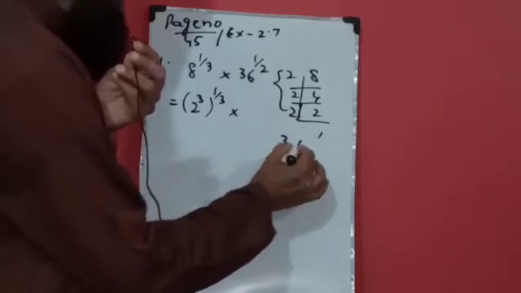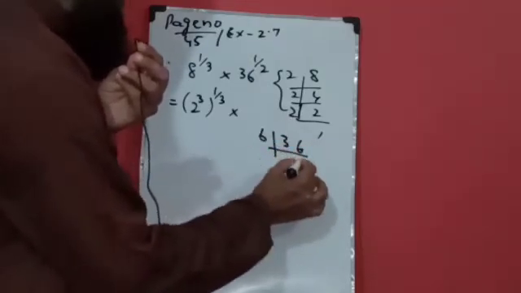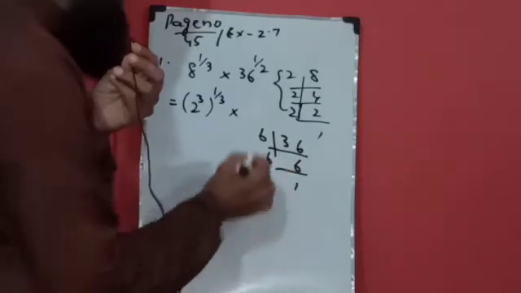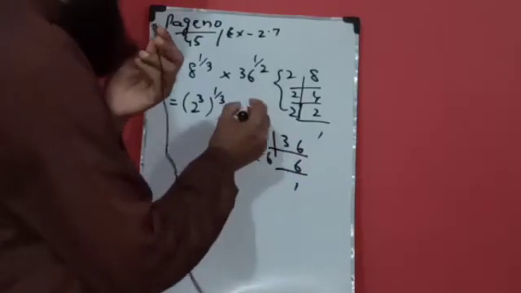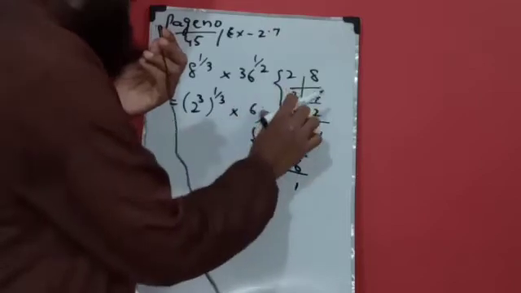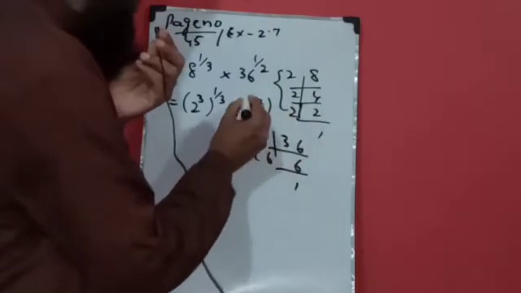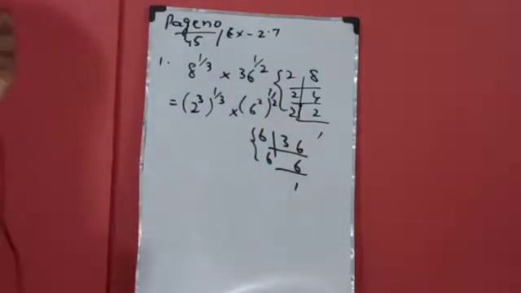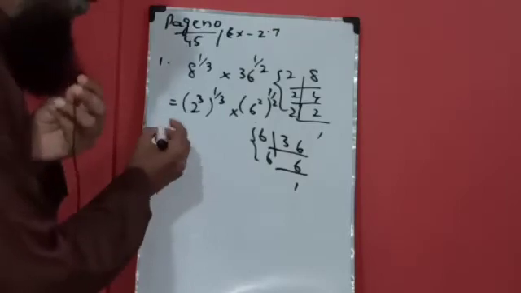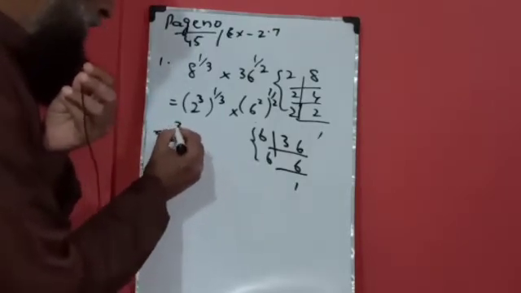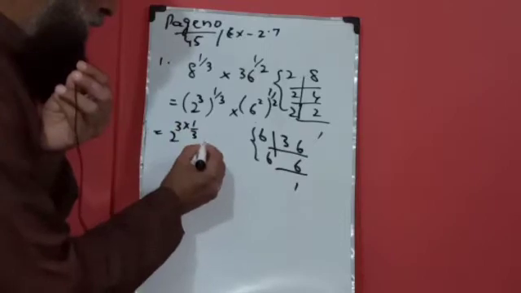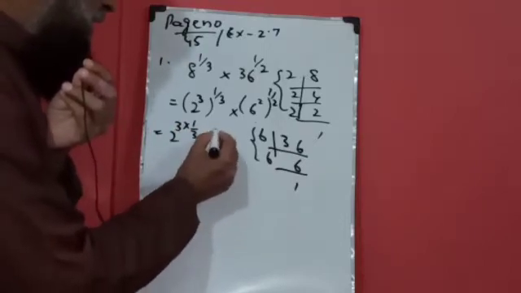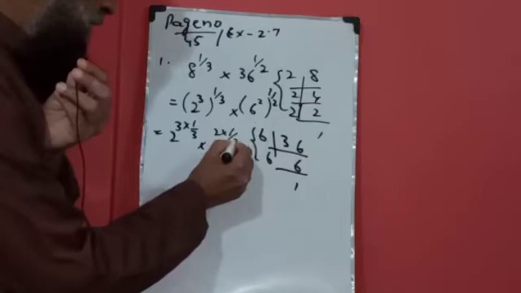Similarly, 36 square root: 6 6s are 36, 6 1s are 6. The square root of 36 is 6 raised to power 2, whole to the power 1 upon 2. Now, as we know, the power of a power is always multiplied. So here, 2 raised to power 3 multiplied by 1 upon 3, times 6 raised to power 2 multiplied by 1 upon 2.